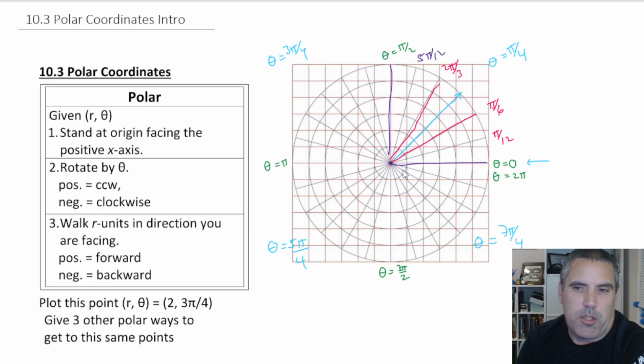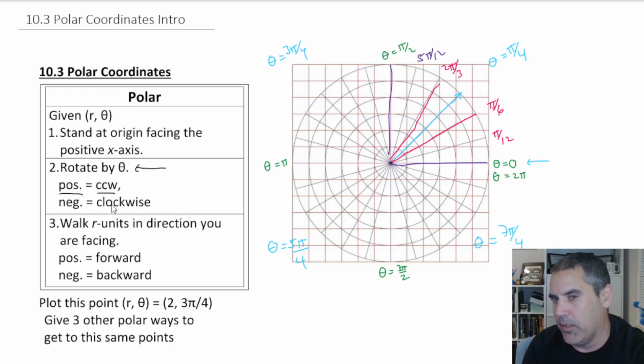That's like these, what we call radial lines. So when we're talking in terms of polar, what we say is we're going to rotate. We're going to count positive angles as counterclockwise like we normally do. And we're going to count negative angles as clockwise. So this is positive angles. This is negative. That's the rotation part.